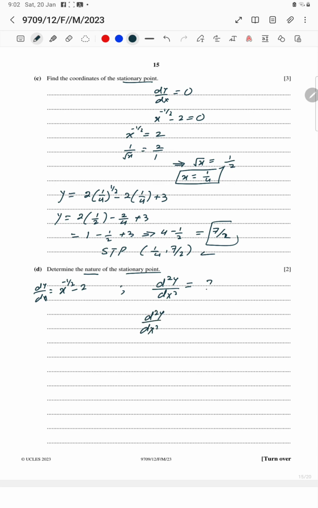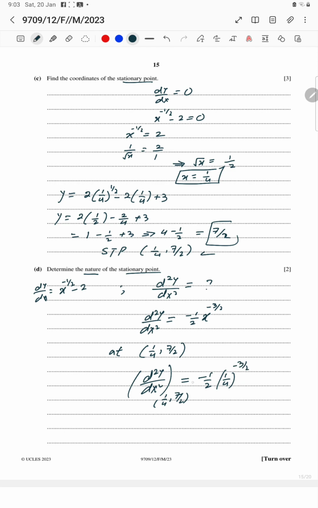d²y/dx² equals minus 1/2 x to the power minus 3/2, and 2 becomes 0. So here the stationary points are 1/4 and 7/2. d²y/dx² at 1/4 and 7/2 will be minus 1/2 times (1/4) to the power minus 3/2.